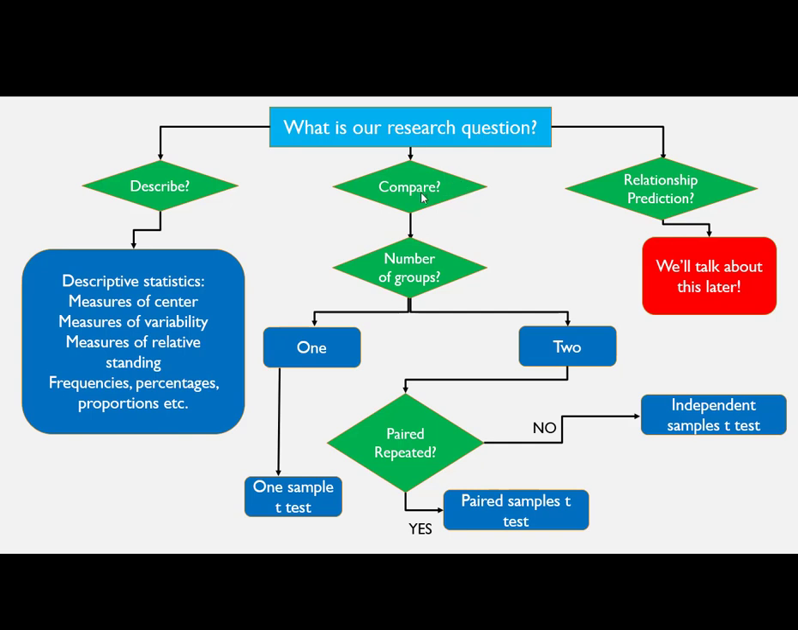Are we trying to compare? If we are, then we need to consider the number of groups. If we have one group, then we do a one sample t-test. If we have 2 groups, then we have to ask ourselves, are they paired or repeated? If they're not, we're going to do an independent samples t-test. If they are, we're going to do a paired samples t-test.